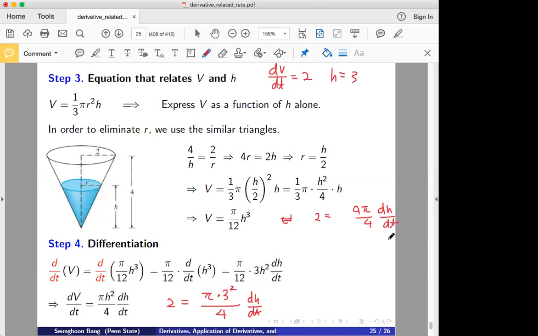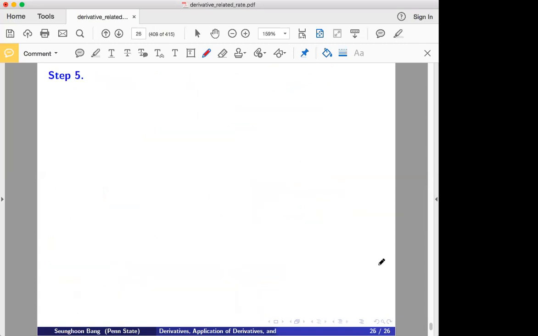The last one, you have to solve this equation for the unknown rate, dH/dt. You can multiply both sides by the reciprocal of the coefficient of dH/dt, 4 over 9 pi. 4 is crossed out, 9 pi crossed out, dH/dt equals 8 over 9 pi. So that's it. This is the whole idea for solving this problem.